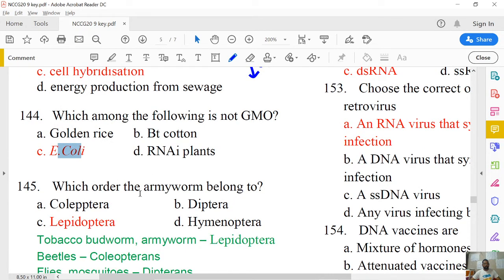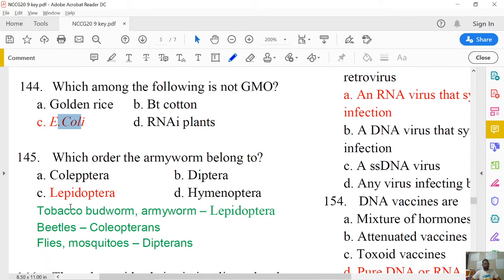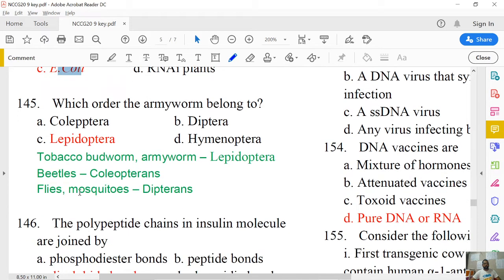Which order does the armyworm belong to? So this is directly from NCERT. As we know, tobacco budworm and armyworm both belong to Lepidoptera of insects, whereas beetles belong to Coleoptera, flies and mosquitoes belong to Diptera.